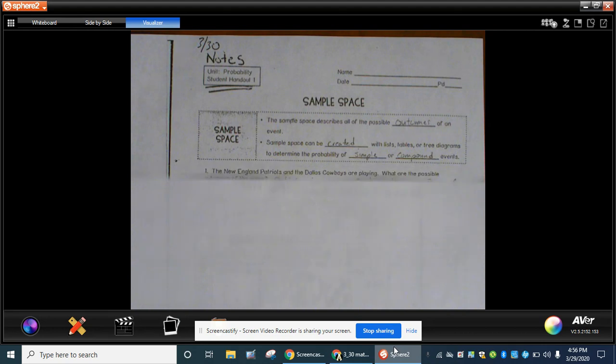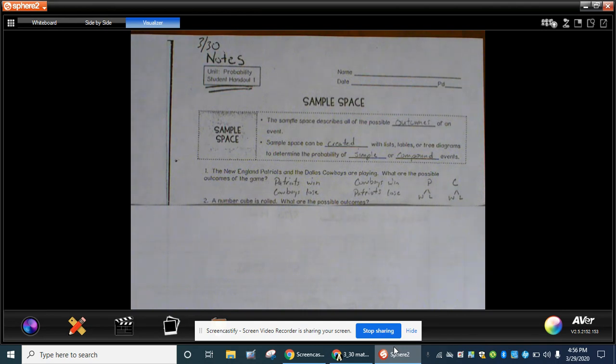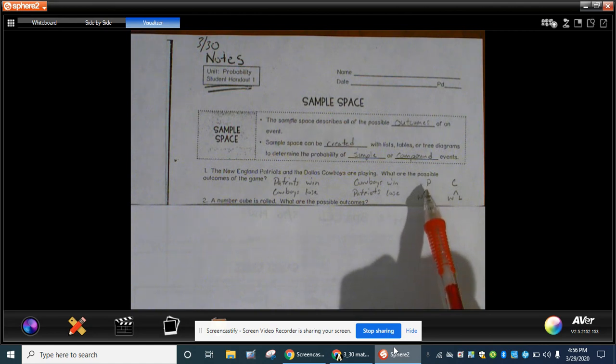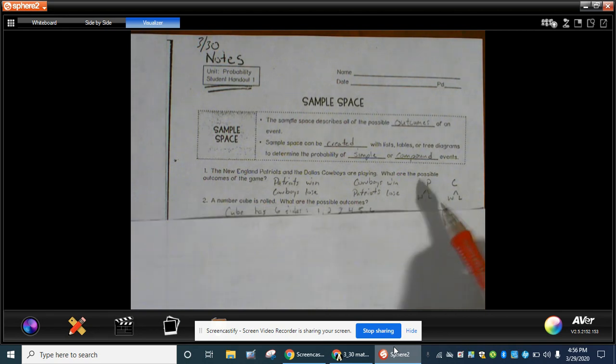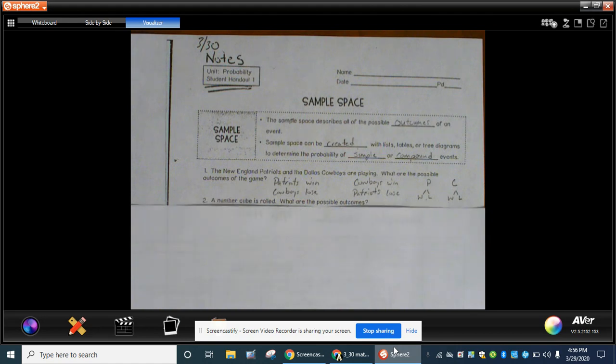Okay, so let's talk about one event here. The New England Patriots and the Dallas Cowboys are playing. What are the possible outcomes of the game? Well, we can look at this two different ways. We can look at it as a list. As you see on the left side, Patriots win, Cowboys lose, or Cowboys win, Patriots lose. Or you can do a tree diagram. Patriots, Cowboys. Either the Patriots win or lose. Either the Cowboys win or lose. So both teams have a 1 in 2 chance of winning or losing.